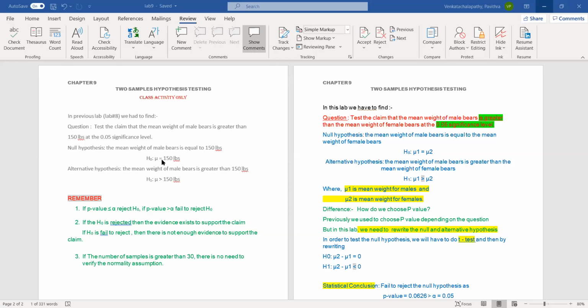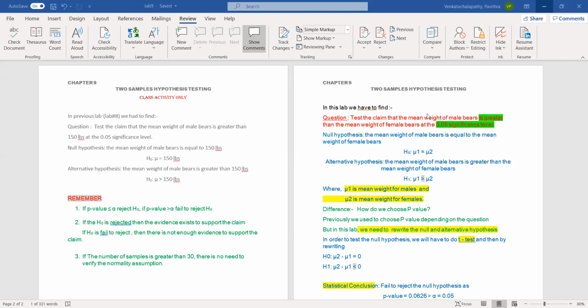And then for the alternative hypothesis, this symbol depends on the question. Here it is greater, so I'll be writing it as greater. This was a question from class activity. And then in lab manual 9, we have this as a question.